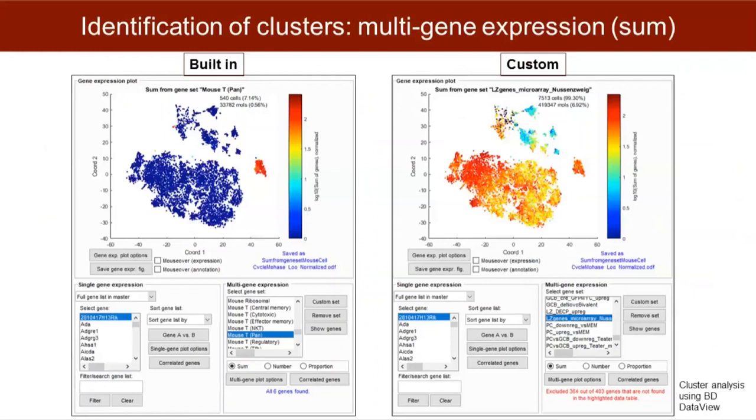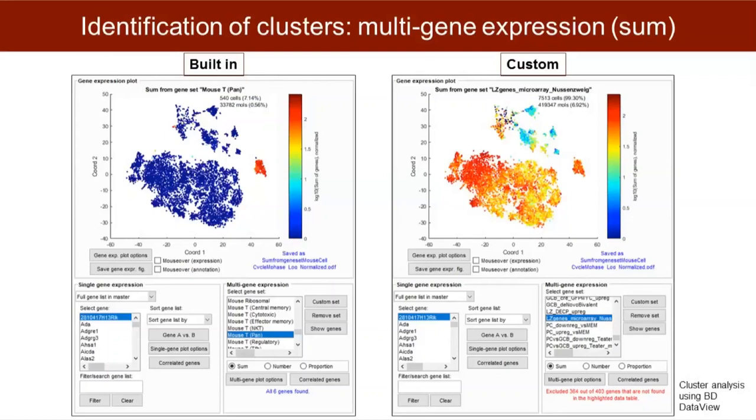To identify the clusters, we can look at the expression of the gene sets. BD DataView has some predefined population signatures, shown here on the left side as an example, pan T cells. You can clearly see the T cell cluster here. And you can also project your own signatures, as shown on the right side for germinal center lysosomal genes. So it's a good tool to incorporate bulk RNA-seq data.